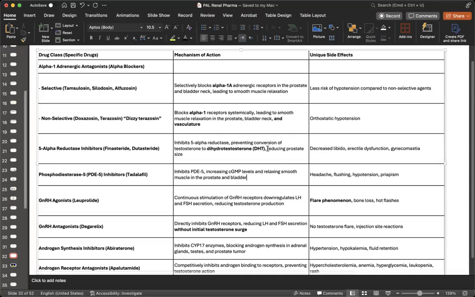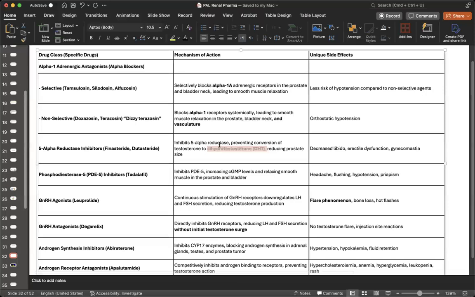Now, we said that we can cause relaxation of the muscle. And the second way was by what? By reducing prostate size. How do you reduce prostate size? By giving 5-alpha reductase inhibitors. What is 5-alpha reductase? 5-alpha reductase causes the conversion of testosterone to dihydrotestosterone. And dihydrotestosterone causes an increase in prostate size.